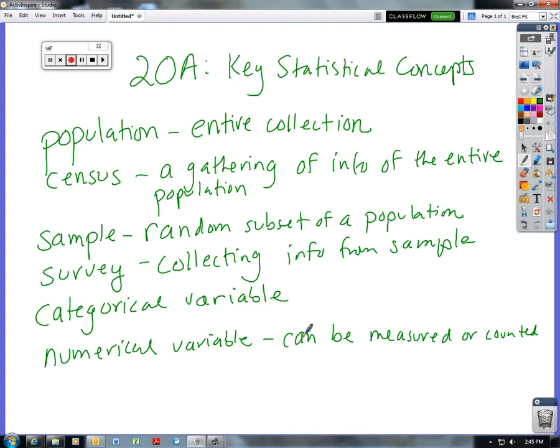Categorical would be like a description; for one thing, it's non-numerical. For instance, of course, I'm thinking horses. A breed of a horse, or maybe the coat color of the horse.